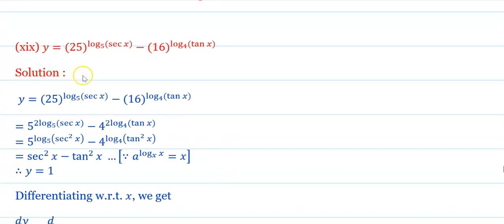Now the next problem, number 19. y is equal to 25 raised to log of sec x to the base 5, minus 16 raised to log of tan x to the base 4. Now this 25 can be written as 5 raised to 2 log of sec x to the base 5, minus 16 can be written as 4 raised to 2 log of tan x to the base 4. And hence, again the rule, this will become sec square. Again the rules of logarithm, which is that rule, log of m into log of n means what?